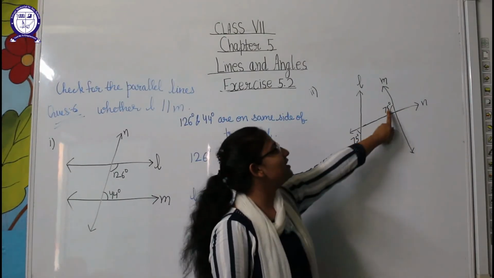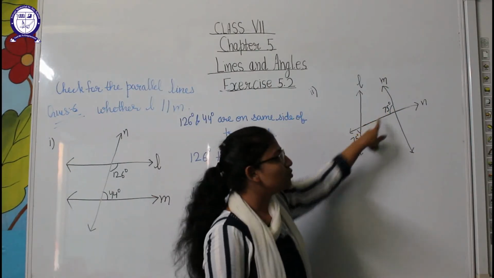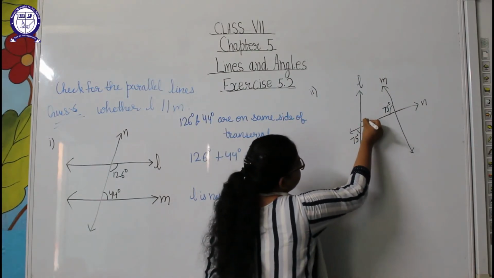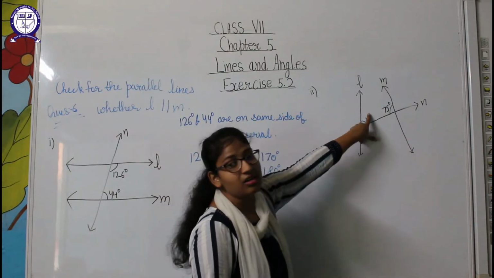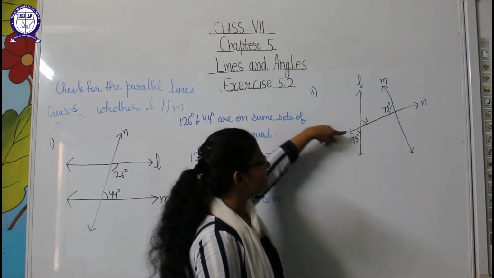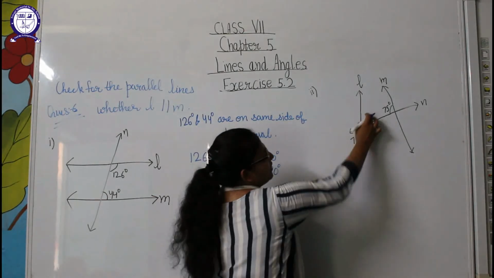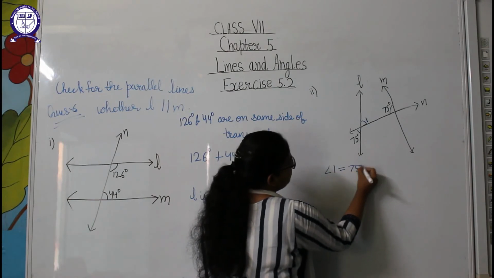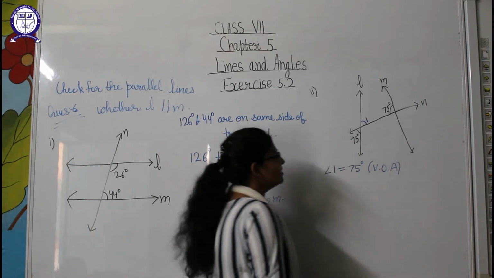This is 75 degrees and this is also 75 degrees here. There is no relation between these two angles, so we will take here angle 1, and we can say that angle 1 is equal to 75 degrees because they are vertically opposite angles. These two lines are intersecting at this point and they are opposite to each other. It means angle 1 is equal to 75 degrees because they are vertically opposite angles.